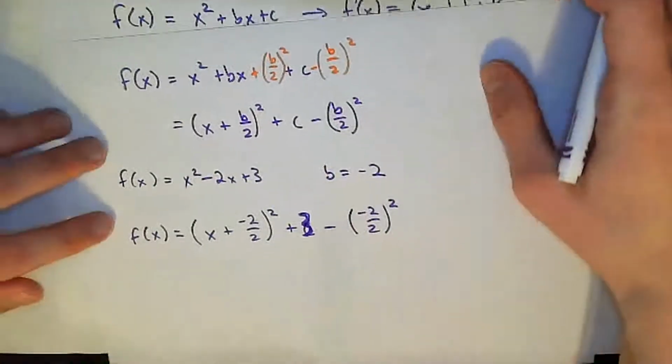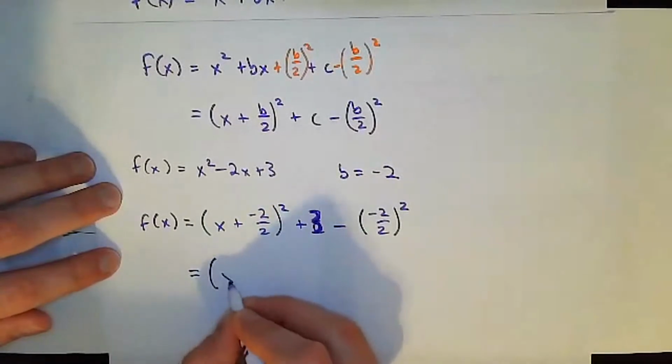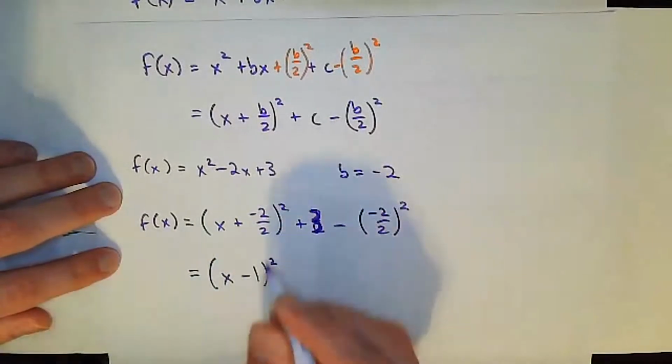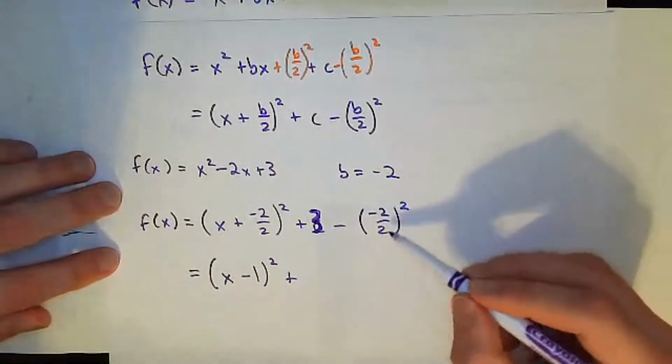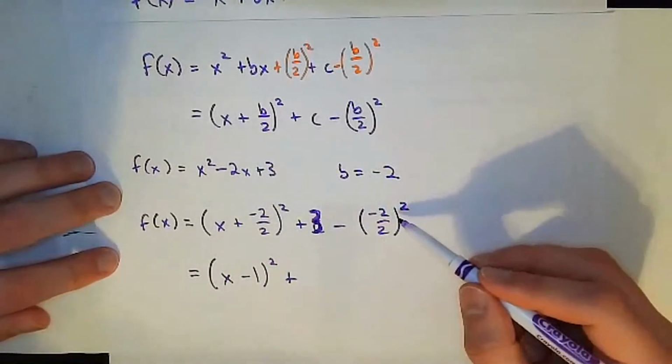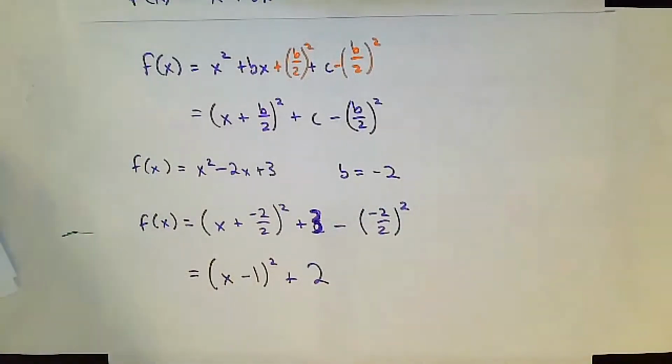C is 3. And then cleaning this up, I get (x − 1) all squared, right? −2 over 2 is −1. And then plus, what is this? This is just (−1) squared, which is 1. So 3 minus 1 is 2. So it gets us there.